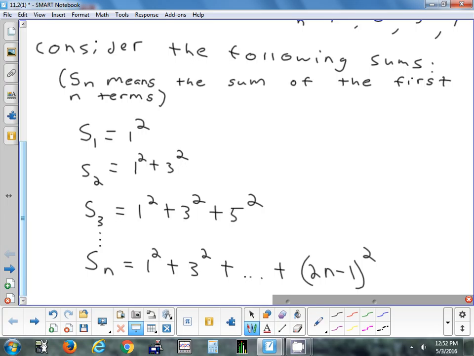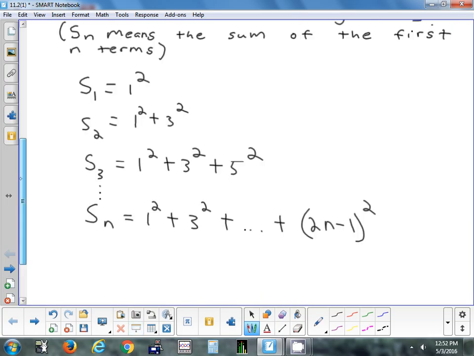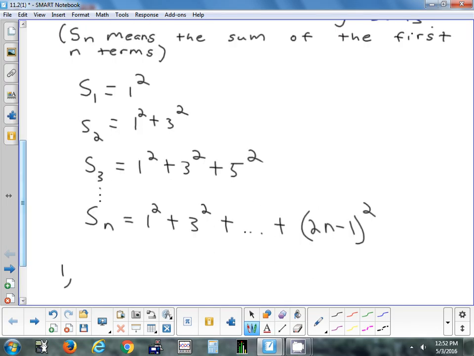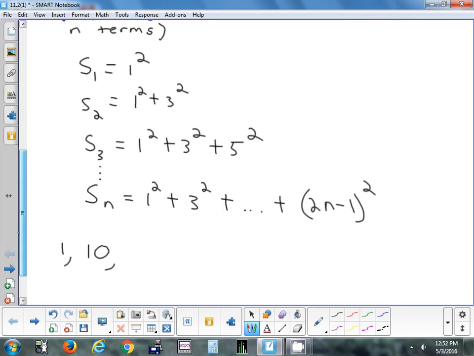All right, so eventually what we're going to try to do is figure out what these are. What's 1 squared? And then 1 squared plus 3 squared? 10. And then 10 plus 5 squared? And then, well, let's do one more. S sub 4 would be 1 squared plus 3 squared plus 5 squared plus 7 squared. So 49 plus 35. 84.